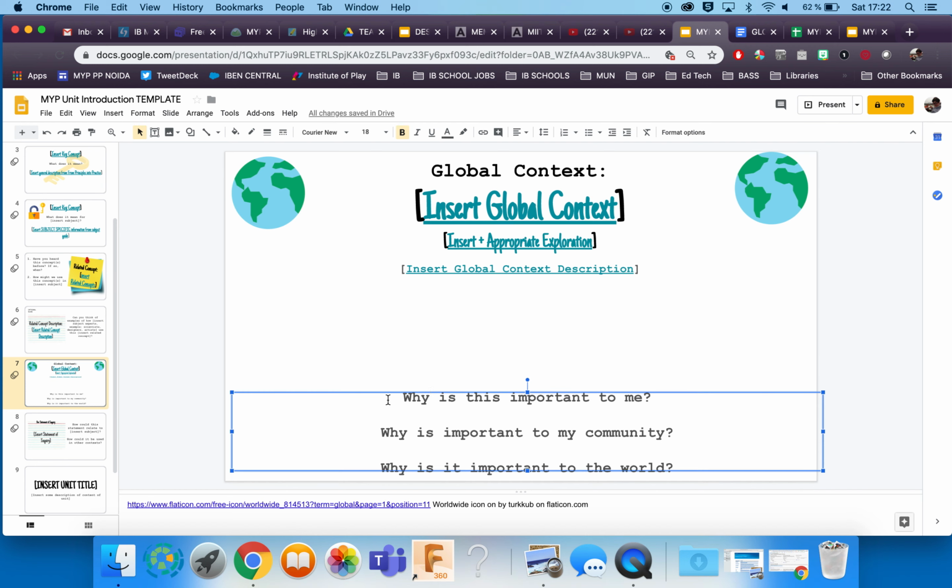And then I have this thing where it says, why is this important to me? Then my community. Community can be class community, school community, local community, religious community, any community they feel they belong to. And then, why is this important to the world? I mean, you could do a whole lesson on this where they're looking at which things in the news or which global issues are connected to the global context. And also this means that they start thinking about local, moving to global. So I always like starting small and going big.